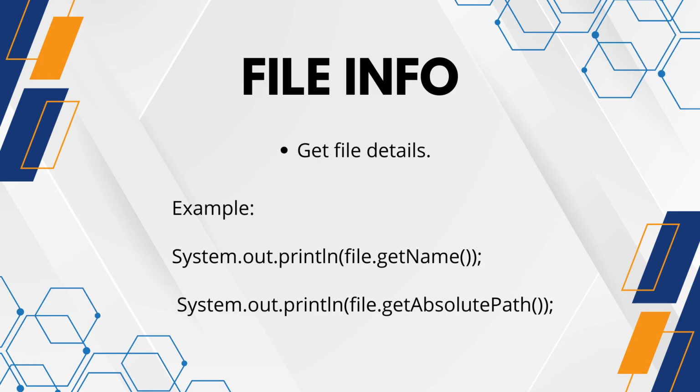Java also allows us to retrieve information about files. Using methods provided by the File class, programmers can access details such as the file name, file location, size, and other properties. In the example shown, the getName method displays the file's name, while the getAbsolutePath method displays the complete path to the file. These methods are useful when managing files and verifying that the correct file is being accessed by the program.